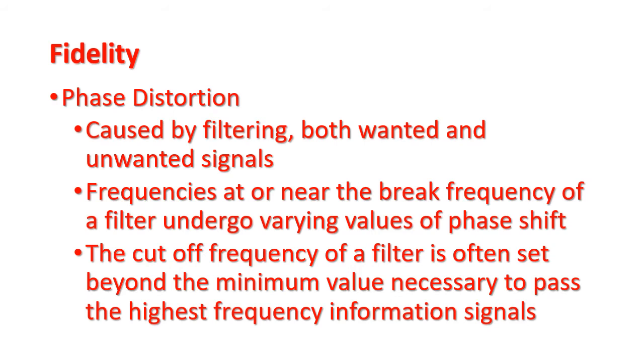Phase distortion. This is caused by filtering both wanted and unwanted signals. Frequencies at or near the break frequency of a filter undergo varying values of phase shift. The cutoff frequency of a filter is often set beyond the minimum value necessary to pass the highest frequency information signals.